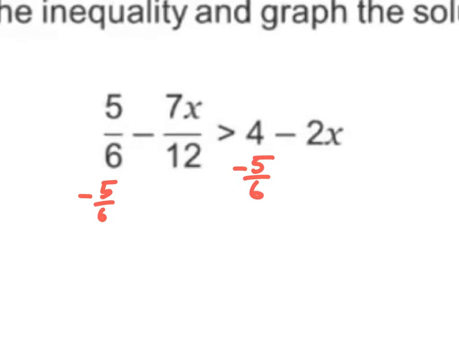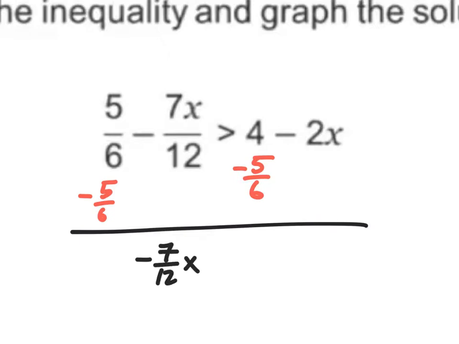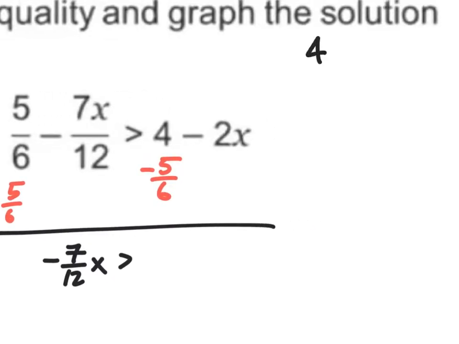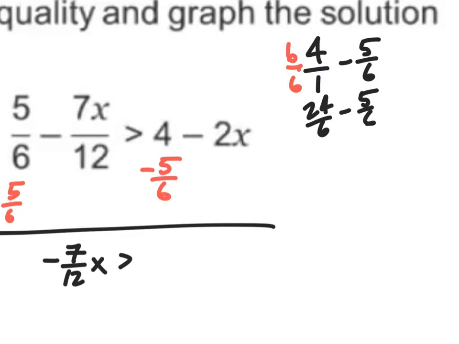Minus 5/6. As a result, on this next step, I get negative 7/12 x is greater than, and let me do this math up here: 4 over 1 minus 5 over 6. Let's get a common denominator of 6, so I multiply by 6 over 6. I end up getting 24 over 6 minus 5/6, and that's going to give me 19/6. So negative 7/12 x is greater than 19/6, minus 2x.